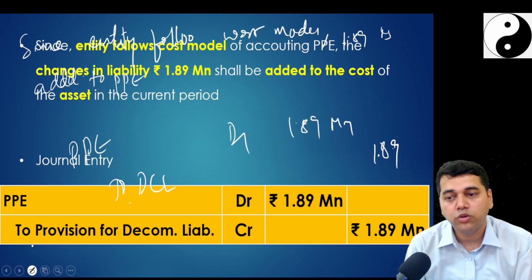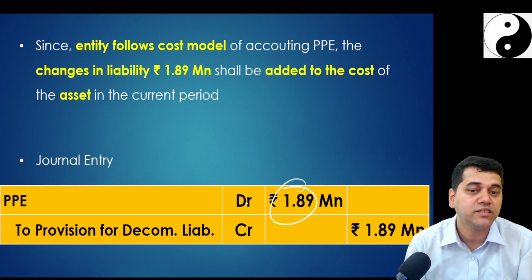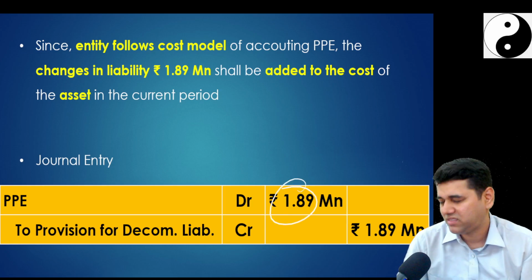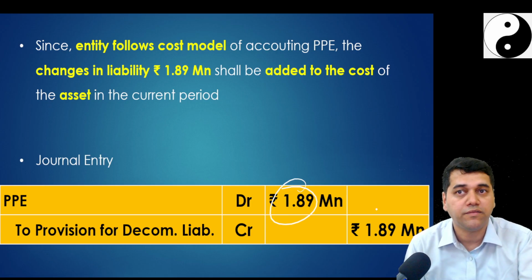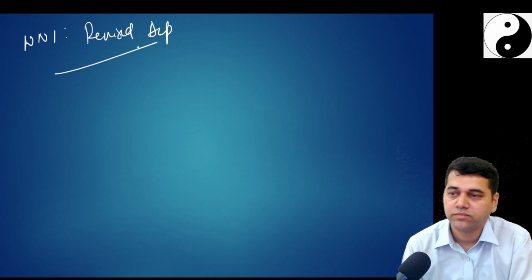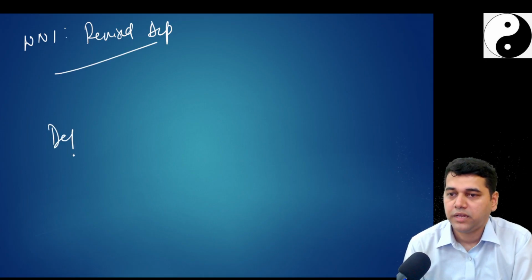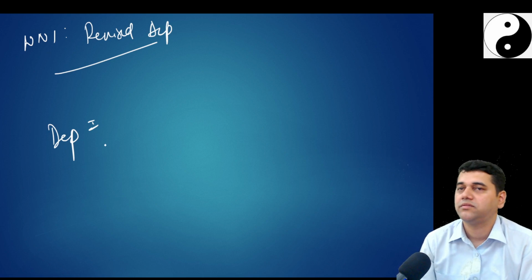Followed, no? What do I need to calculate for the revised? I need a revised discount, no? Revised interest rate. Sorry, revised depreciation and revised discounting, that is, the unwinding of the discount. So, how much is my revised depreciation? Working note 1. Revised depreciation. Can you tell me the revised depreciation, students? Very easy thing.